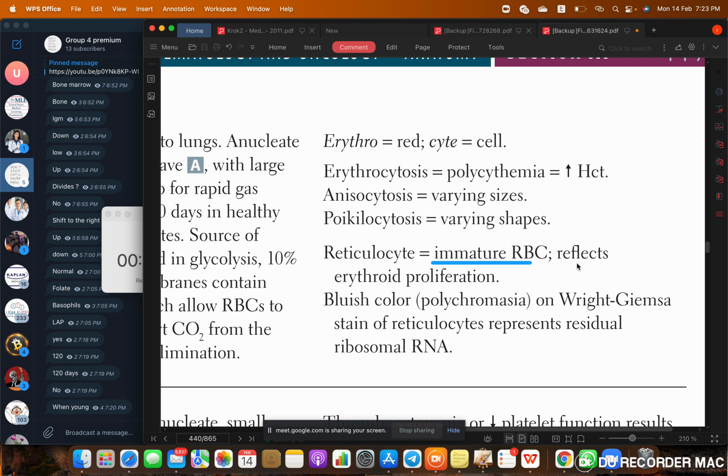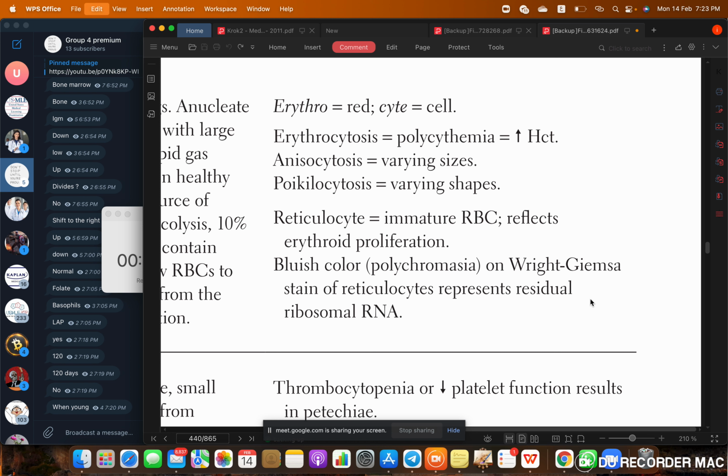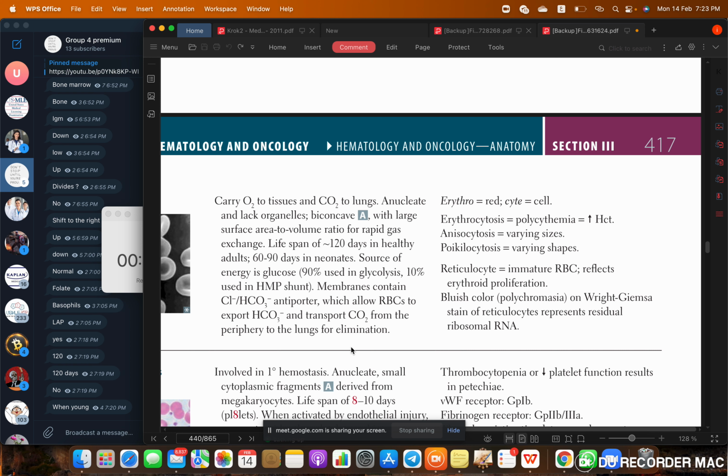Reticulocytes and immature RBCs reflect erythroid proliferation. The bluish color, polychromasia, on a Wright-Giemsa stain of the reticulocytes represents residual ribosomal RNA. So sometimes these reticulocytes, which are immature RBCs, can have a little bit of a bluish stain inside of them, which is known as polychromasia, and that is basically residual ribosomal RNA, rRNA, which is the thing that normally makes the proteins and used to make the ribosomal structure.